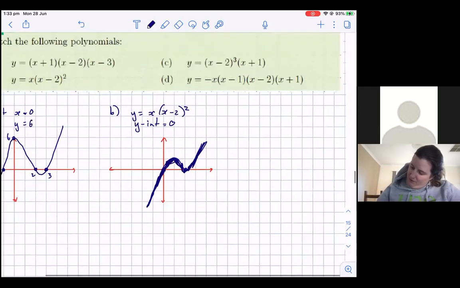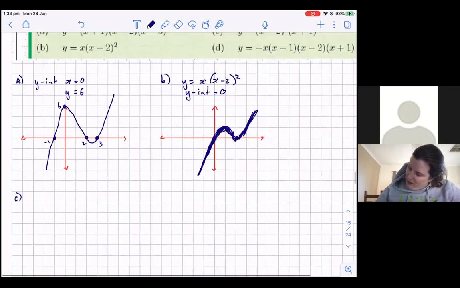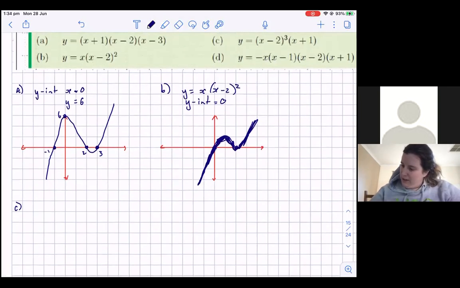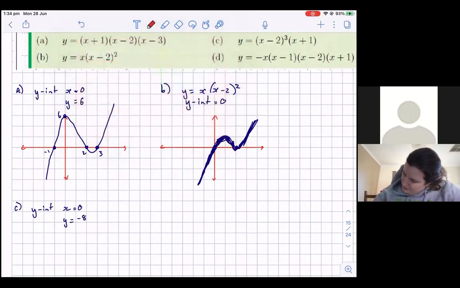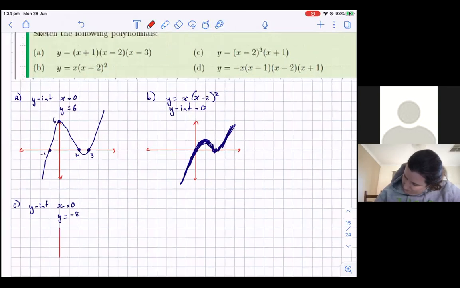Okay. For C, we've got y equals x take 2 cubed, x plus 1. So y-intercept, we make x equals 0. We've got y equals -8 times +1, -8. When we come to sketch this one, I'm going through -8, I'm going through +2, and I'm going through -1.